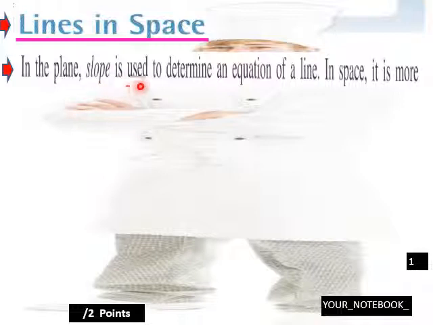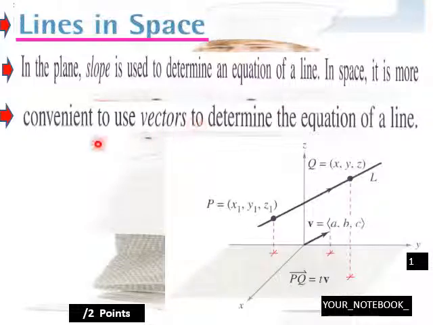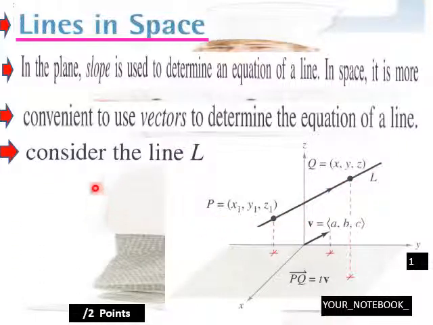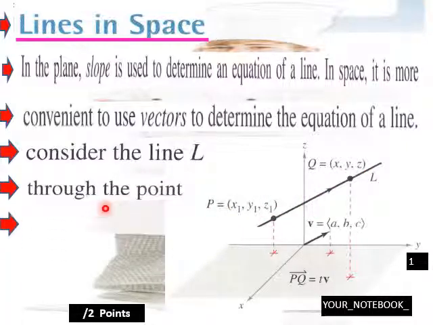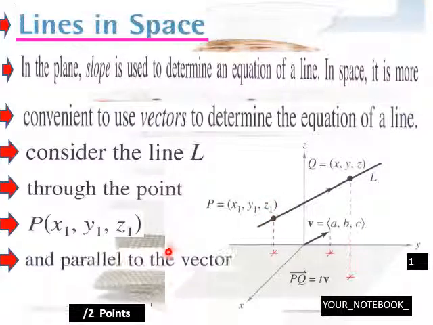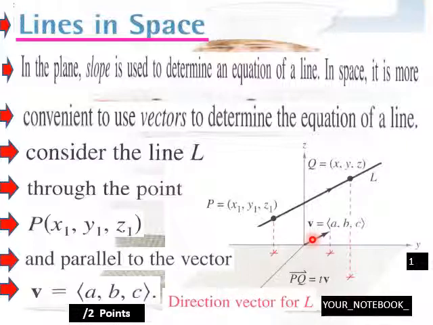In the plane, slope is used to determine an equation of a line. In space, it is more convenient to use vectors to determine the equation of a line. So here's some lines here. Consider the line L, through the point P, and parallel to this vector down here, A, B, C, the direction vector for L.